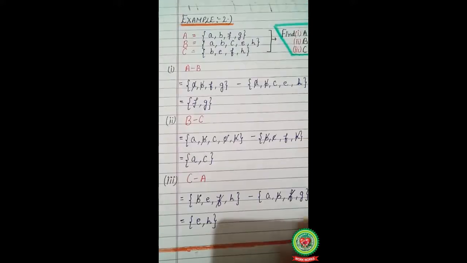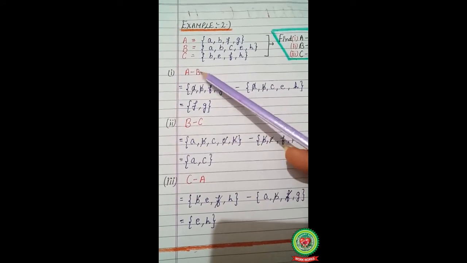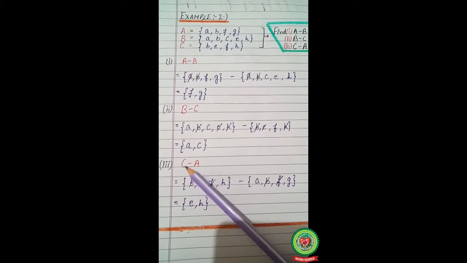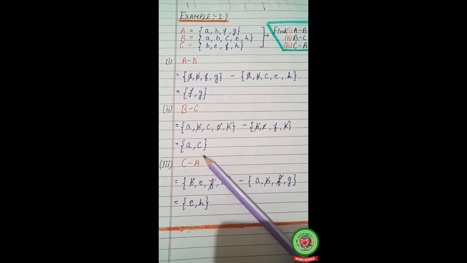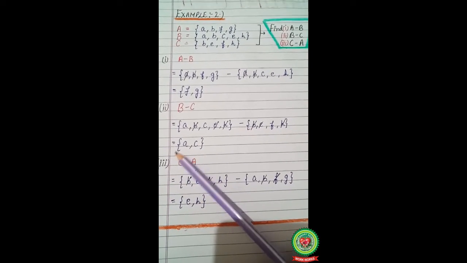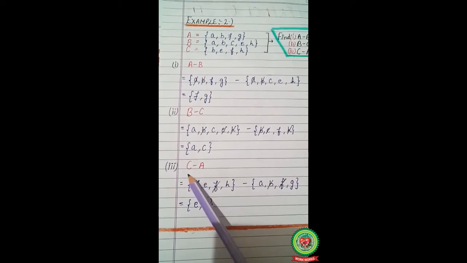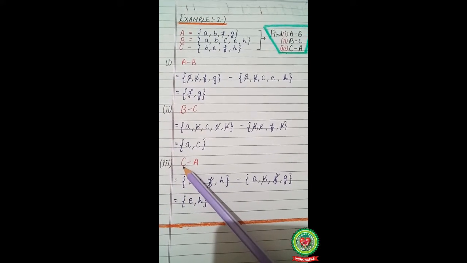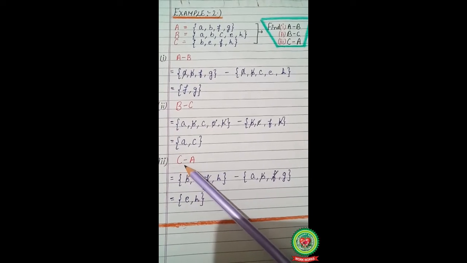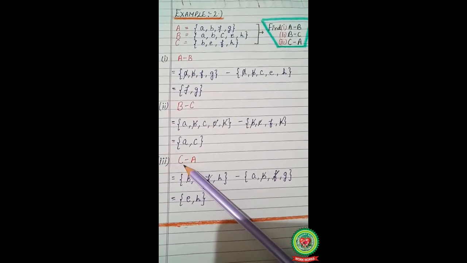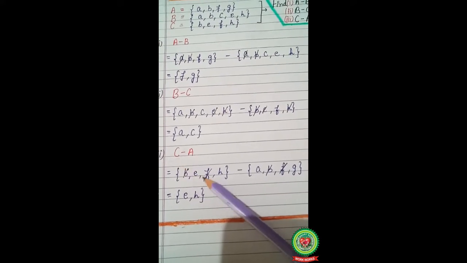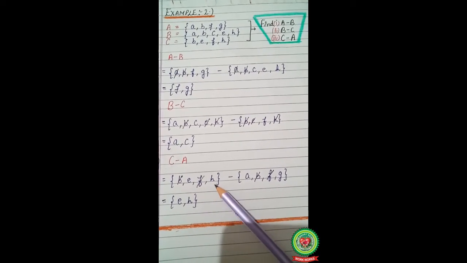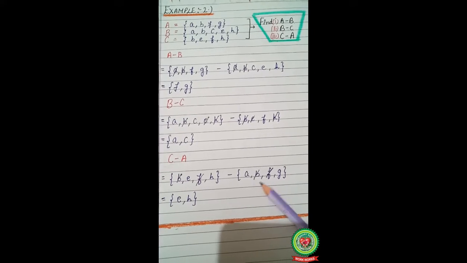Now we have already done the A and B sets: A minus B and B minus C. What does C minus A mean? Yes, you know, C minus A means what? Only A? No, only C. Yes, you are thinking right. C minus A means only C. Whichever set we write first, you will take only that set. C minus A means only the C set, right? So here you will write all the elements of C from above: B, E, F, H minus A, B, F, G.